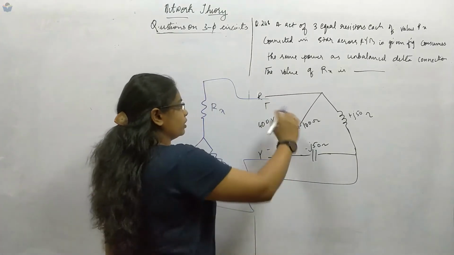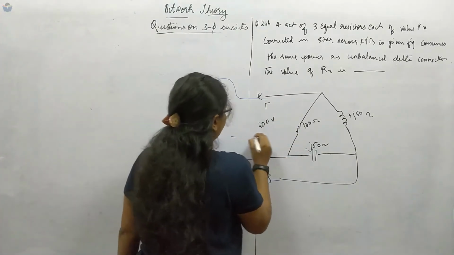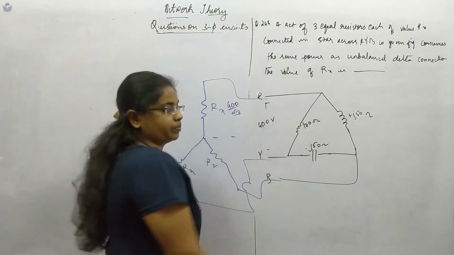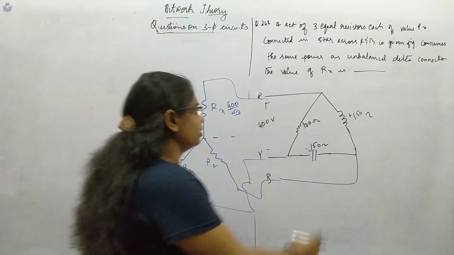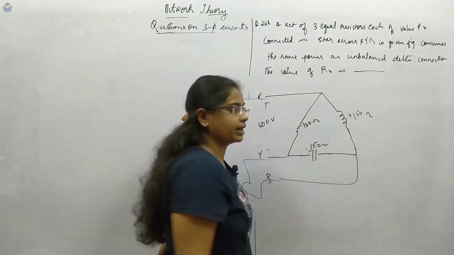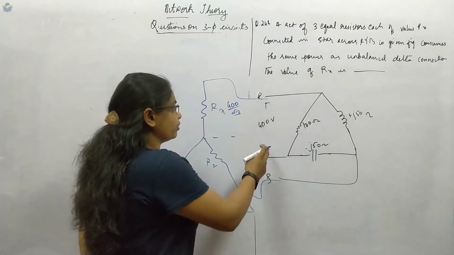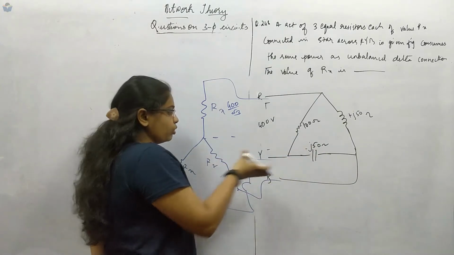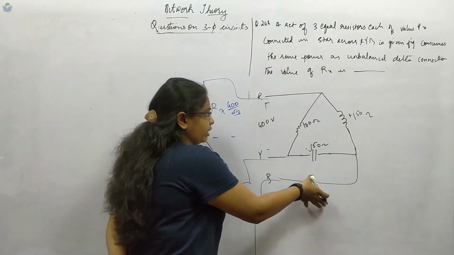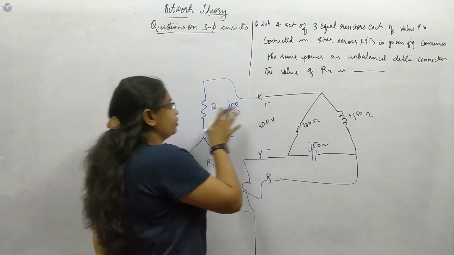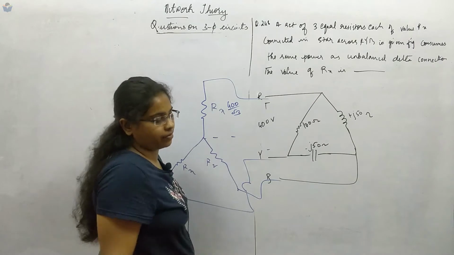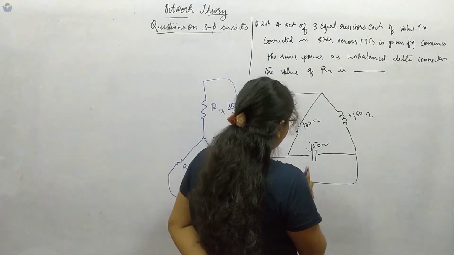We have the line voltage, and here the phase voltage will be 400 by root 3. Now this one is an unbalanced delta connection. It says that they consume the same power as this one. So from this power we can find the current in this one and solve the question for finding the Rx value. So what is the power consumed over here?